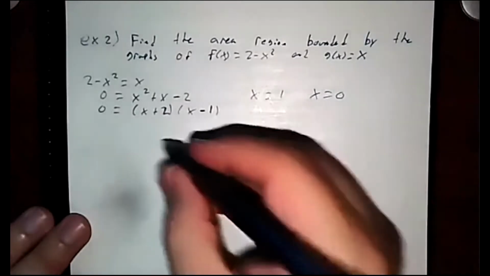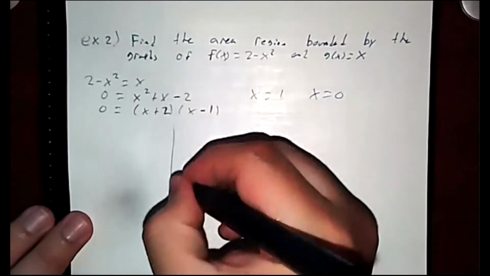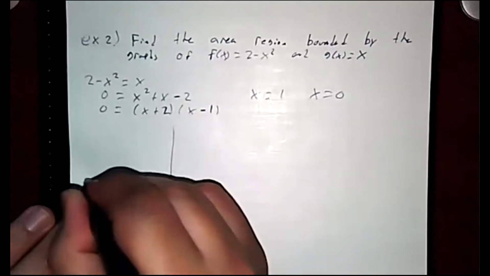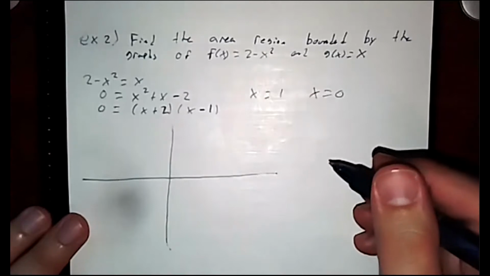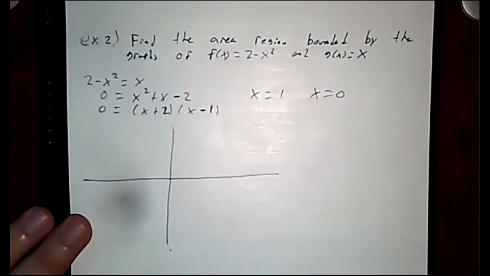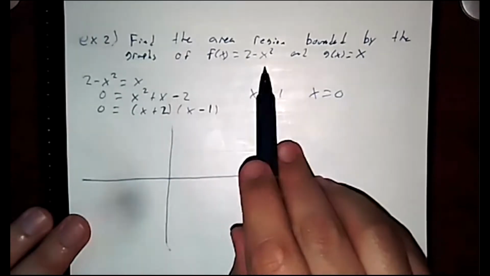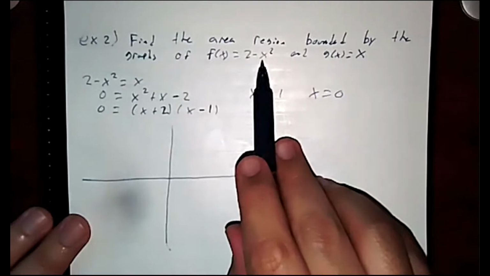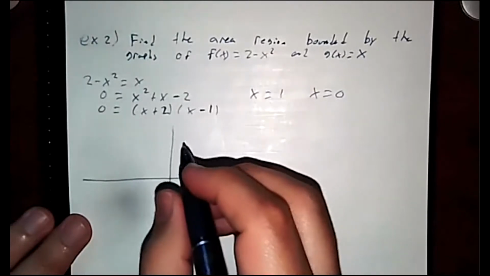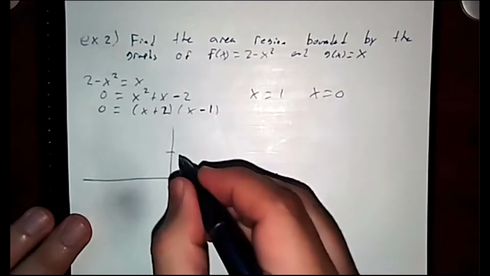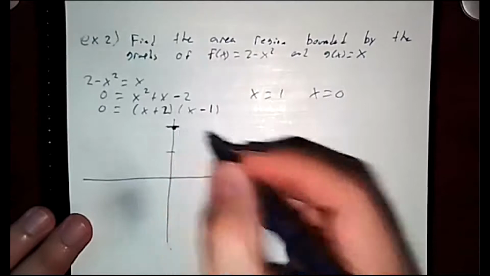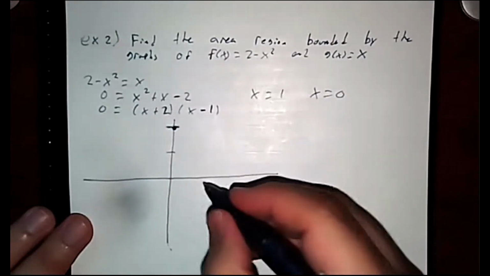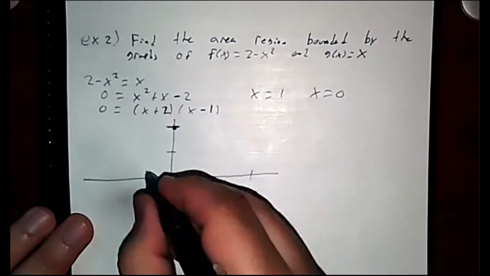Okay. So let's start trying to graph this. All right, this parabola, 2 minus x squared, is opening downward with a center at 2, right? So here's my peak. I'll put 1 and 2 here, 1 and 2 there.